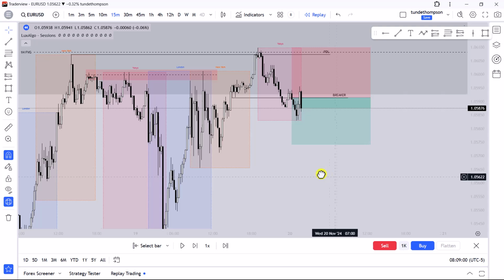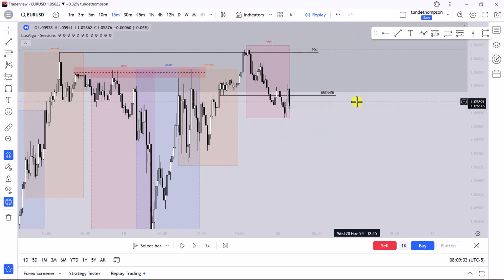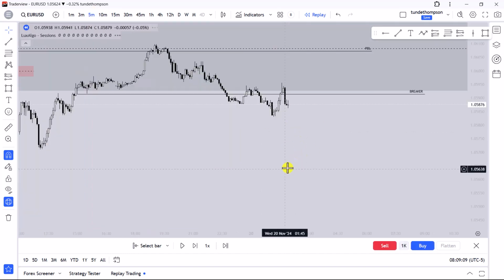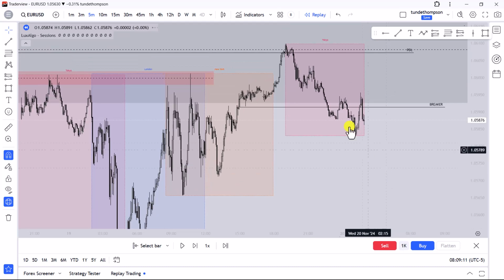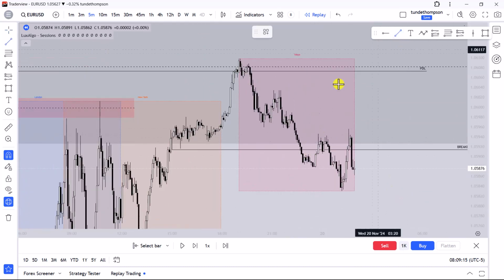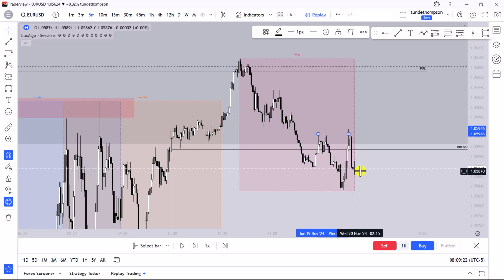Some of you might be thinking, after London open, where do you think you can get more confirmation for this trade? If you go into a lower time frame like 5 minutes, you can see that liquidity was actually swept here. Look at this place. Liquidity was swept at this high by London Open, by 2 o'clock. London swept this liquidity that we have here.